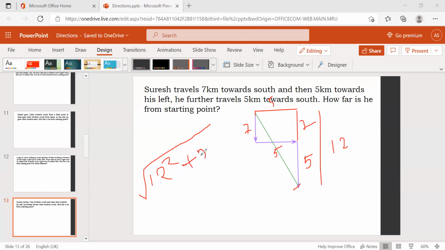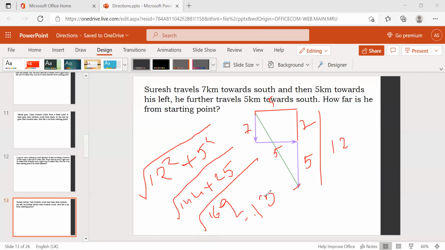Plus 5 square. Now it is root of 144 plus 25, which is nothing but 169. It's nothing but 13 is the answer. 13 is the answer, right?